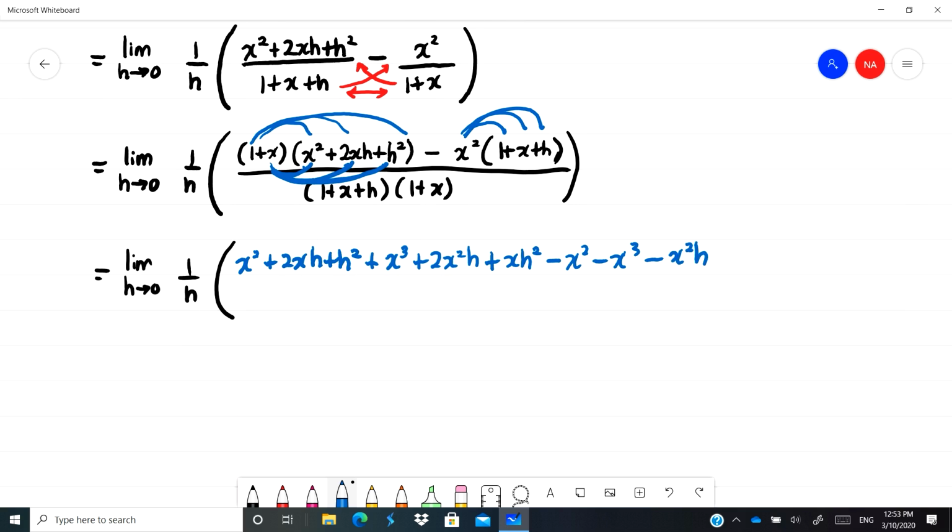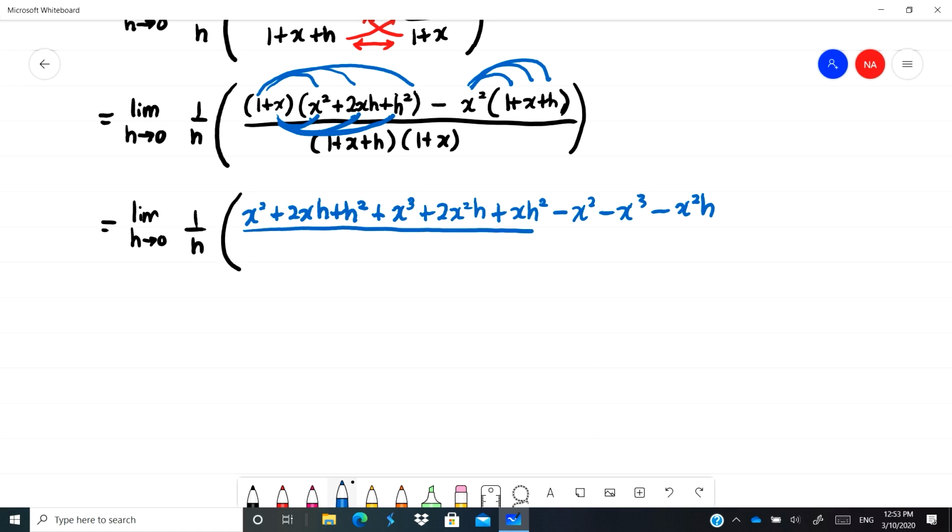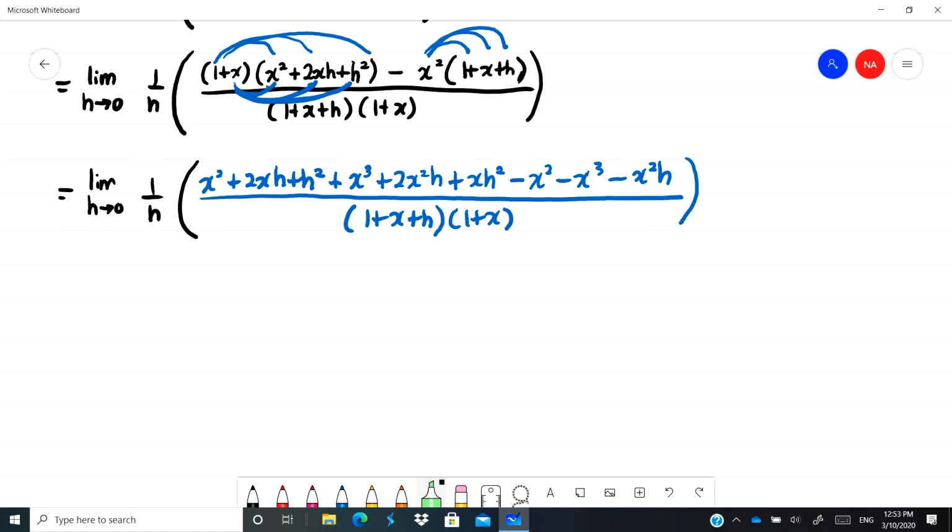The denominator is just, I'm not expanding that, 1 plus x. Now I'm trying to simplify where it can be simplified, so x squared with x squared, and next I'll still have x to the power of 3 minus x to the power of 3. I think that's the only part that can be simplified. So I'm going to simplify this.